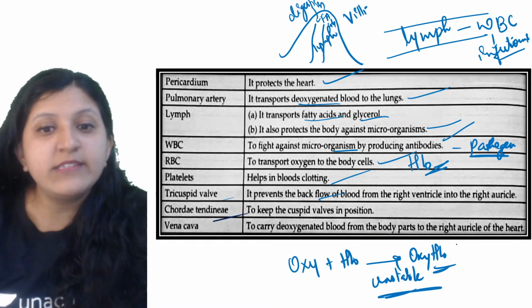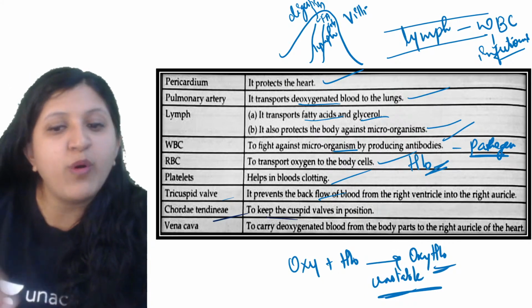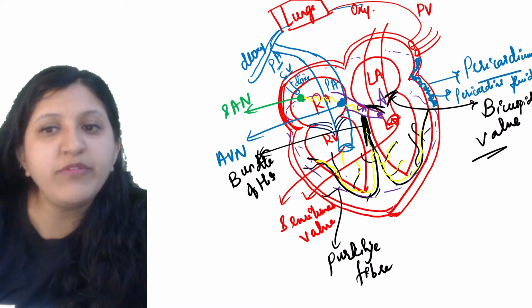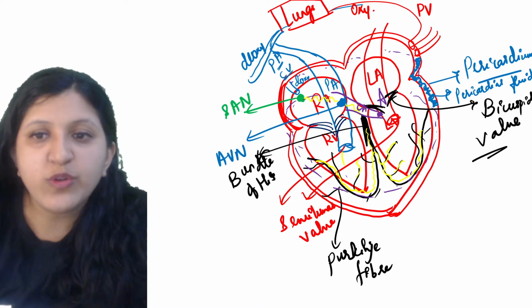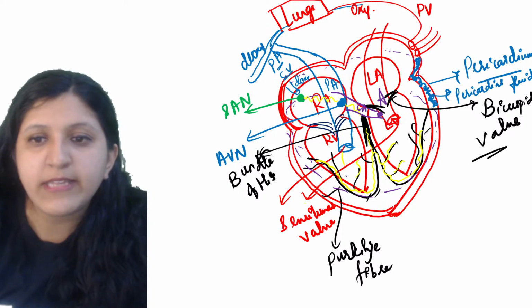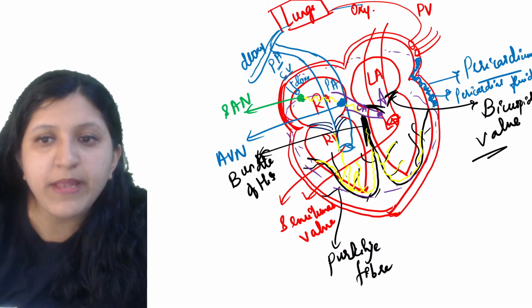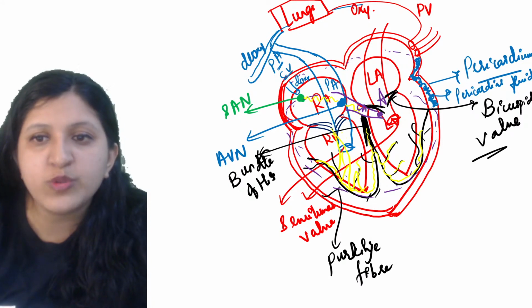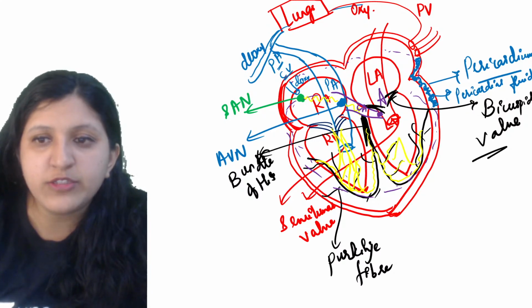Then chordae tendineae, what exactly is chordae tendineae? That is to keep the cuspid valves in position. These are actually the bicuspid valve and tricuspid valve, and these need to be held in position. So there are papillary muscles here. These papillary muscles are holding on to the bicuspid valve and tricuspid valve over here. So this is a papillary muscle, and this is now holding on to the cusp.